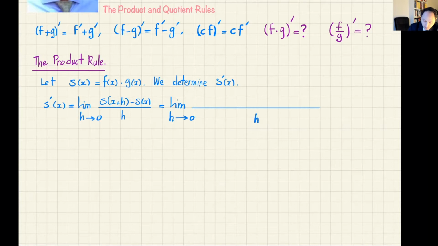So here, what is S of x plus h? It means that I need to replace the input of my function with x plus h. Because I have two x's here, both of them have to be replaced by x plus h. So it becomes f of x plus h multiplied by g of x plus h, and then minus S of x, which is f of x times g of x.